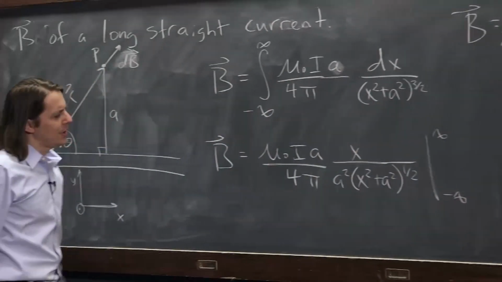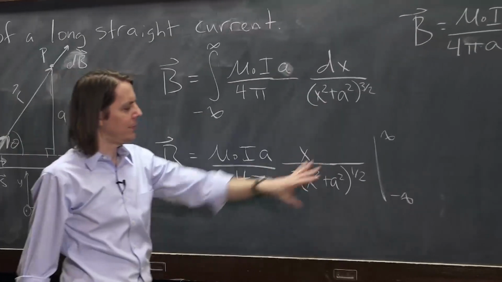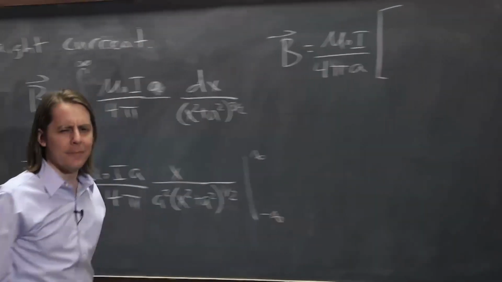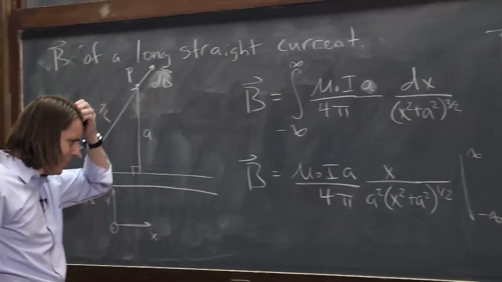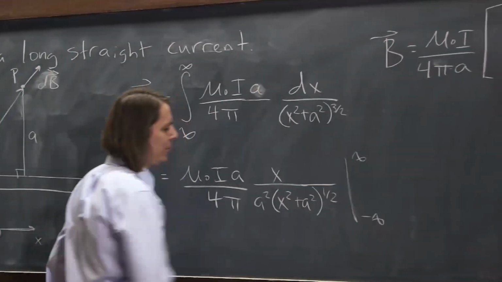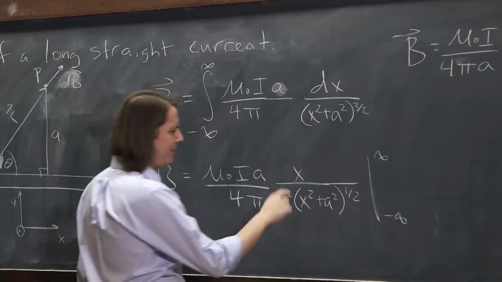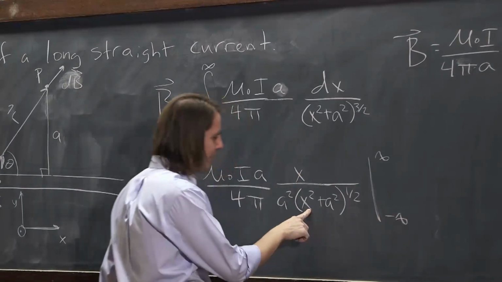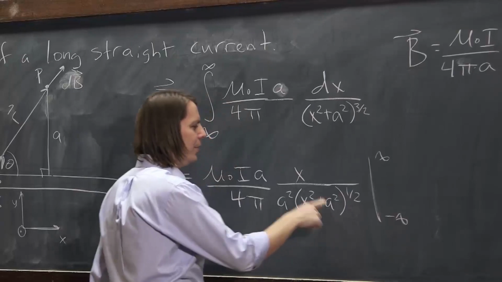And we're going to keep this on the outside and plug in infinity and minus infinity. Plugging in infinity, we're just going to plug it in and think about what we should get. If you have infinity over the square root of infinity squared plus a squared, which doesn't seem like it should be a real thing, what do you get?